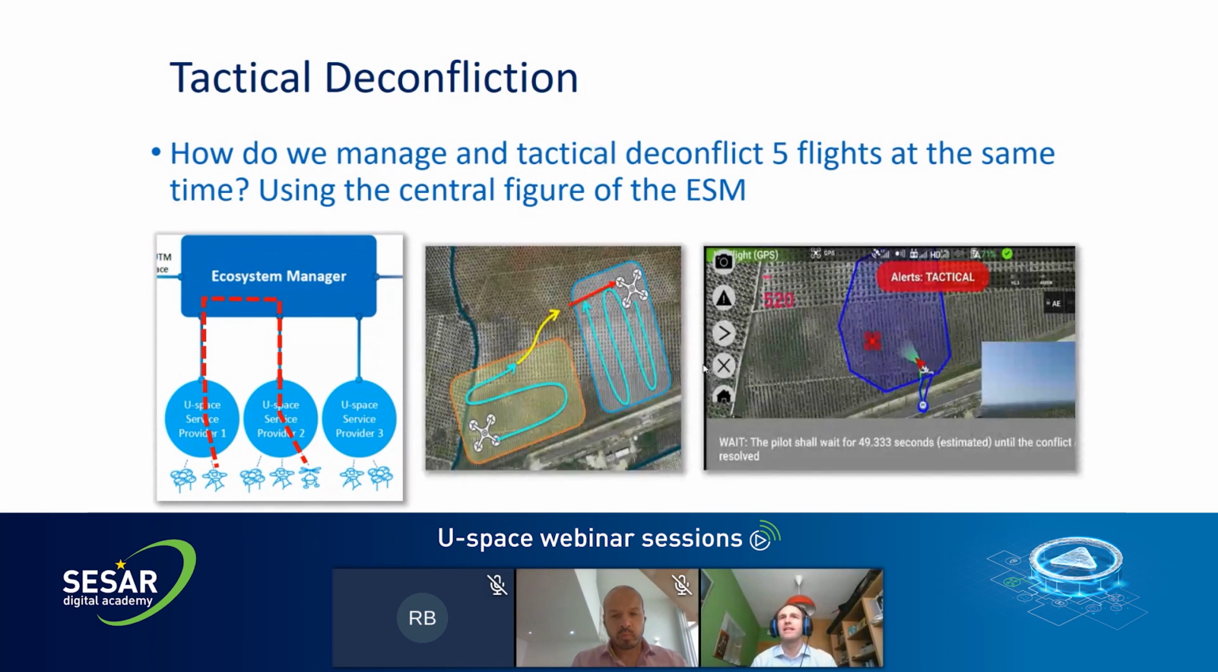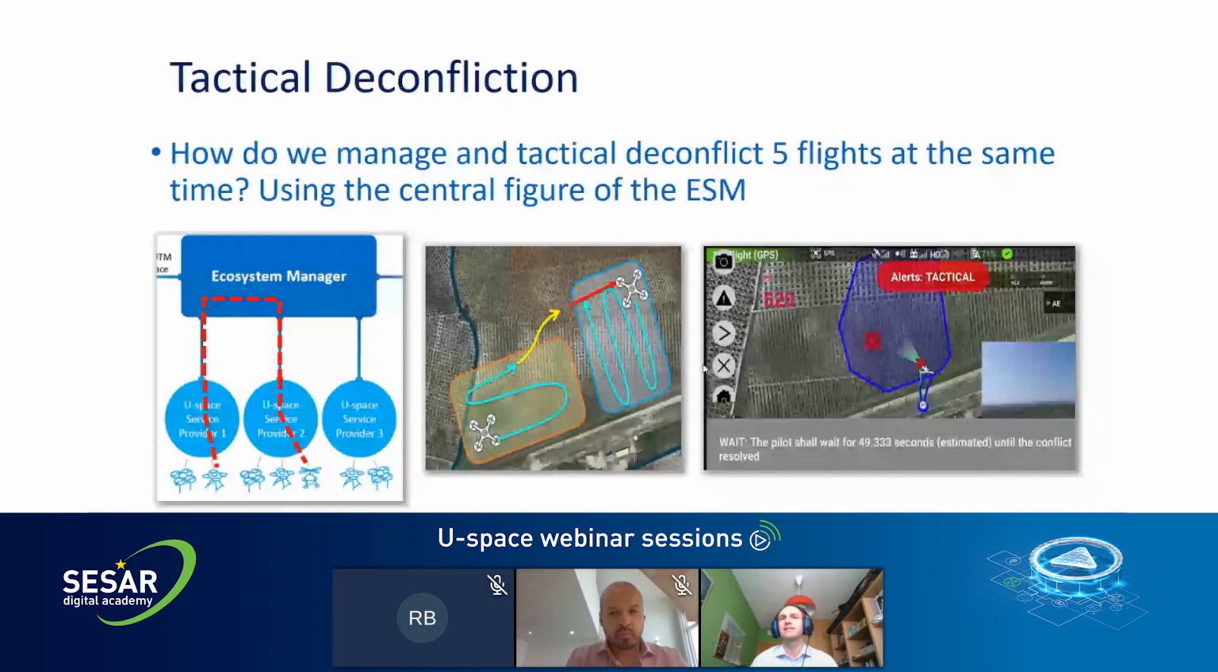Looking at the central picture, if a drone files its flight plan, in this example, the orange one, in that very moment, the tactical deconfliction module at the ecosystem manager starts to calculate if there is any collision risk with other drones. And if that's the case, alarms are sent by the ecosystem manager to each drone through the USpace service provider. So the information is always through the USpace service provider.